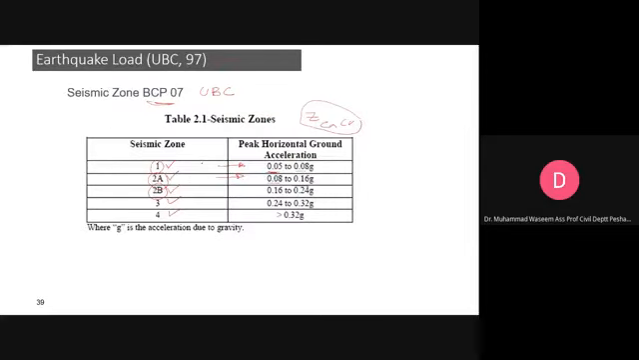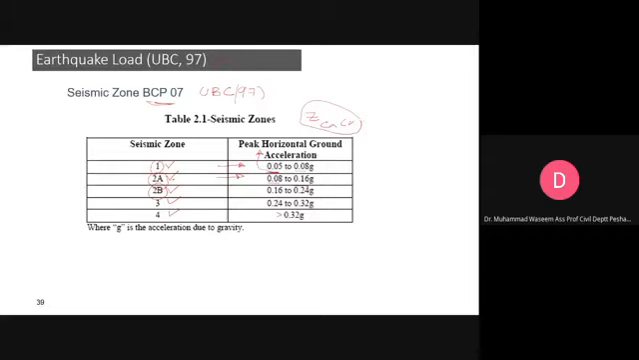Okay, so the building code of Pakistan has been adopted from the UBC 97. So there are certain seismic zones. There are 5 zones: zone 1, 2A, 2B, 3, and 4, and these zones have some intensity values, and these intensity values are in terms of PGA values.